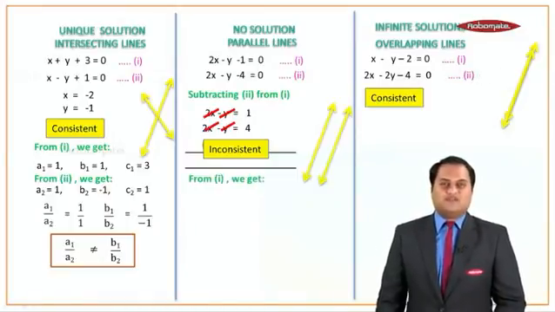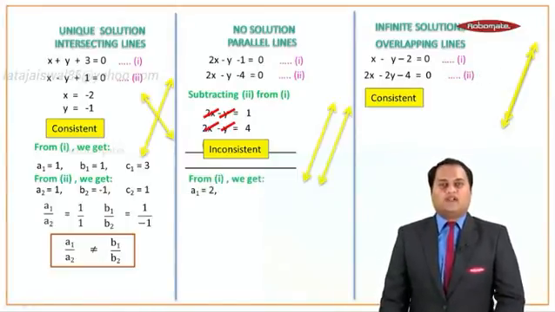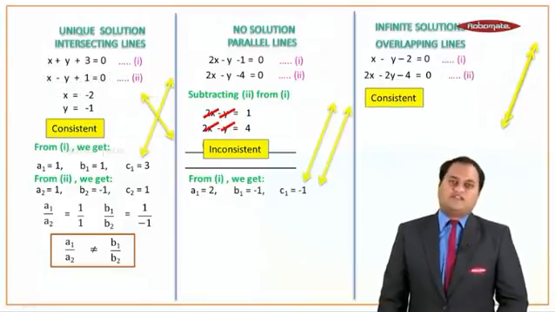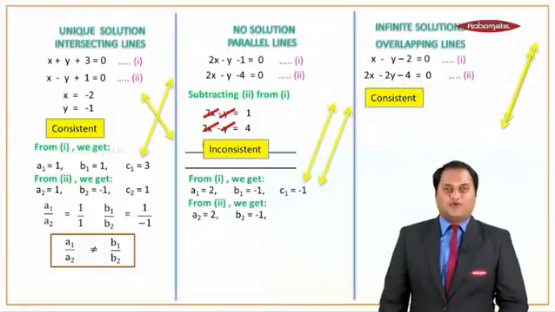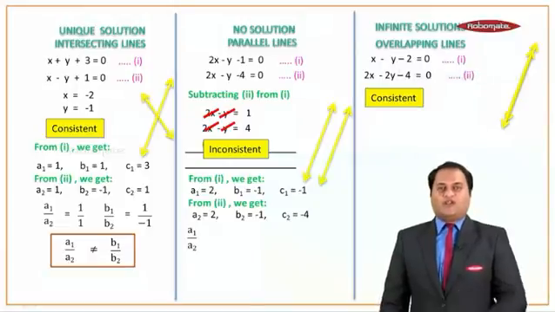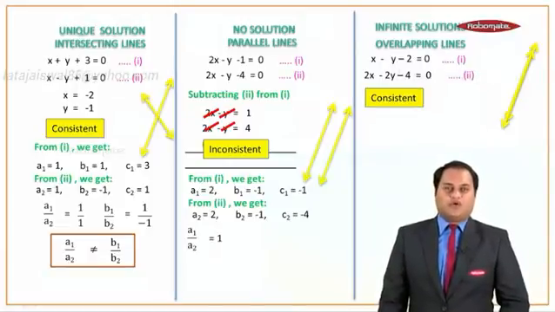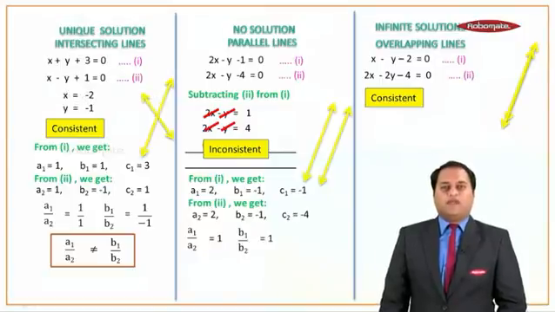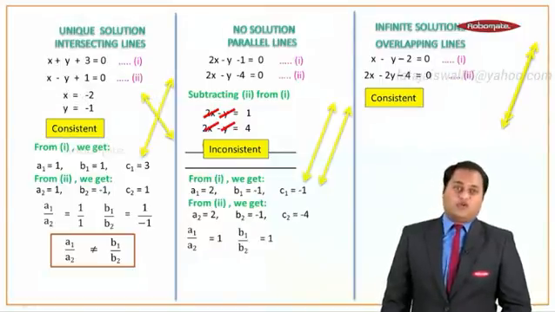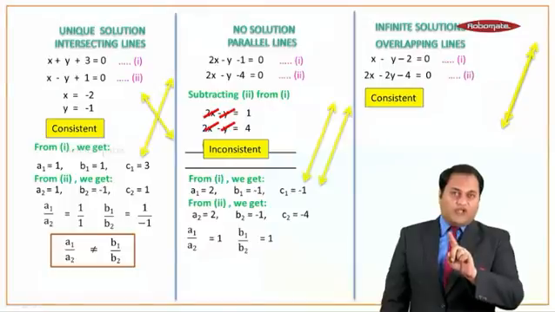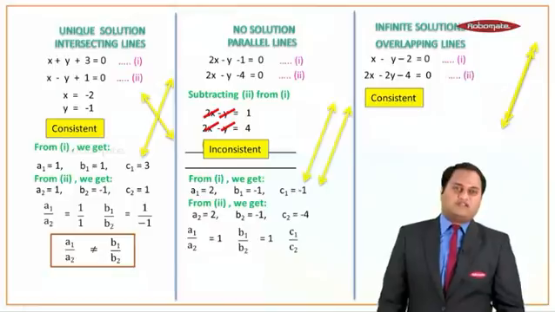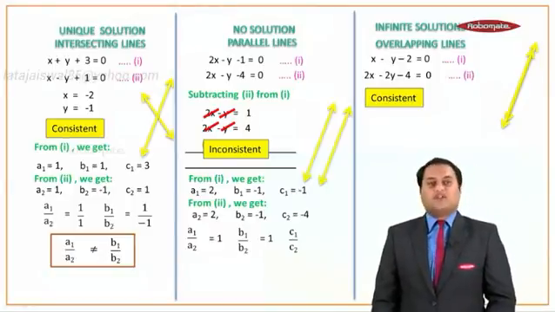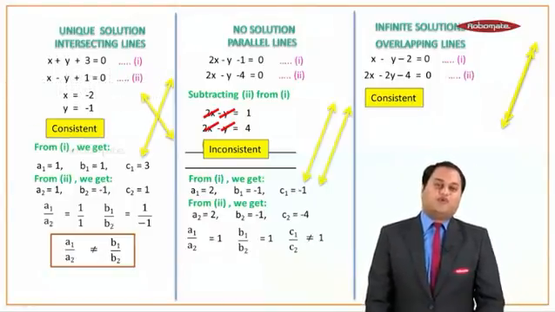Let's find A1, B1, C1 from the first equation. What do we get? A1 is 2, B1 is minus 1, C1 is minus 1. From the second equation we get A2 is equal to 2, B2 is equal to minus 1, C2 is equal to minus 4. Now let's find the ratios. A1 upon A2 is 2 upon 2, which is 1. B1 upon B2 is minus 1 upon minus 1, which is also equal to 1. So you all can see A1 upon A2 is same as B1 upon B2. Whenever both are equal, it becomes important for us to find C1 upon C2, which is minus 1 upon minus 4, which is definitely not equal to 1.